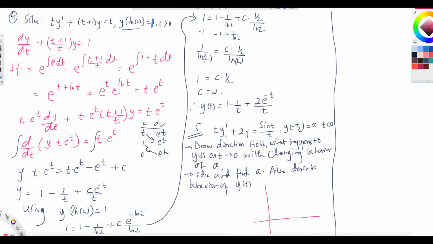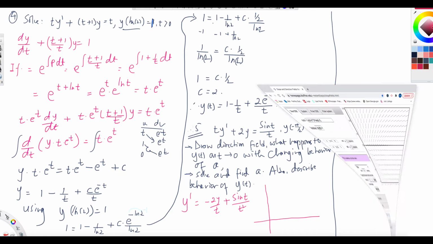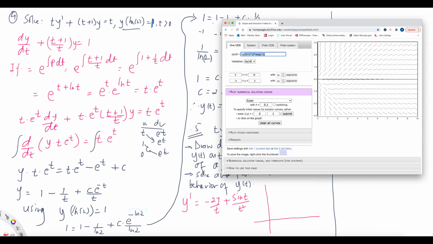So what we need is, if you solve this for y prime, what do you get? You get y prime equals, divide by t, negative 2y over t, and then plus sine t over t square. That's what we need to enter in the right hand side of the app. So you need to enter negative 2y over t, and then plus sine t over t square.